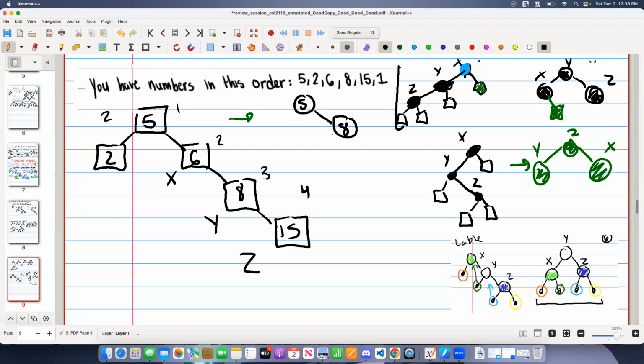Your middle would be 8, left would be 6, then you have 15, which stays the same, and then 2. Okay, and now what you're adding is 1. 1 goes on this side. Is that balanced? 1, 2, 3, 3. Yeah, it's balanced. So this is just the major rebalancing step.